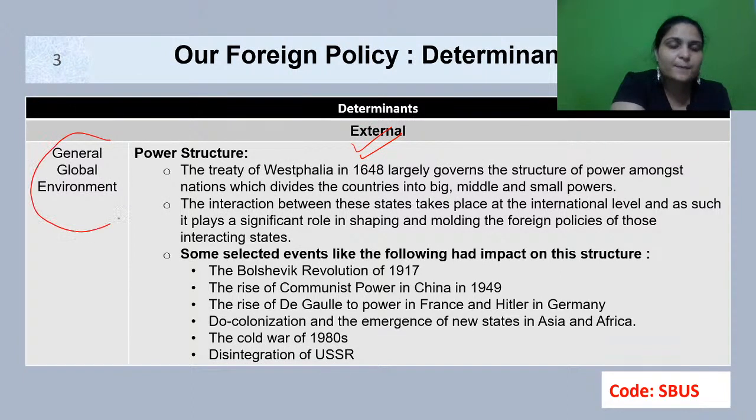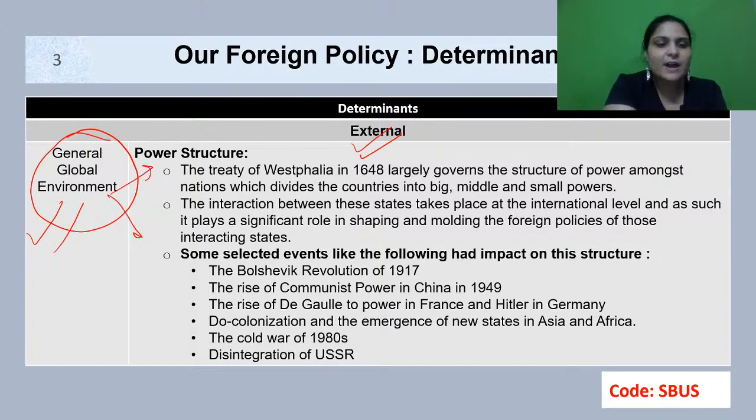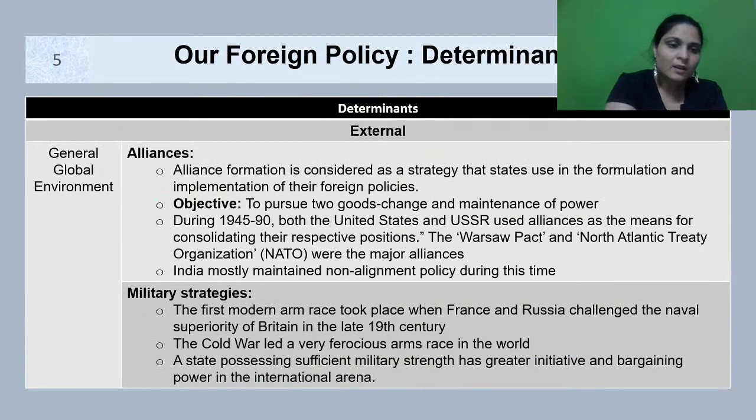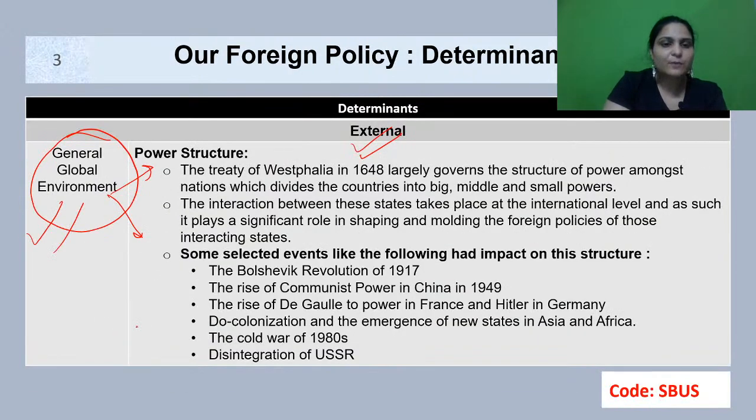These are all a part of the general global environment. I have distributed the general global environment into a couple of pointers. This is from a reputed international article that I have taken these factors. So, I will just go through them one by one. First is the power structure.